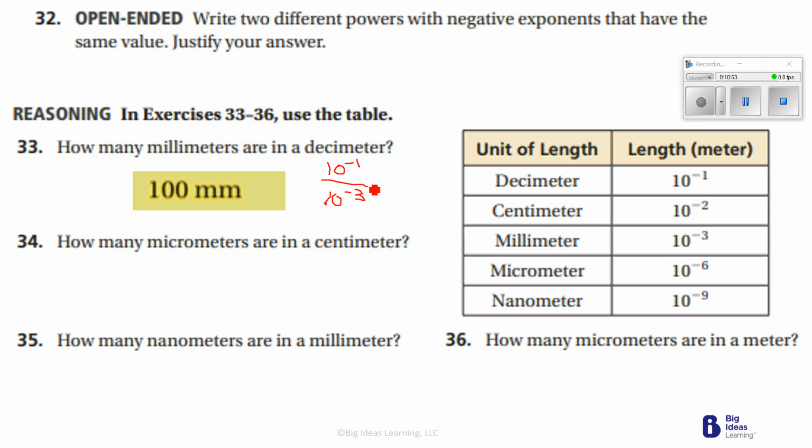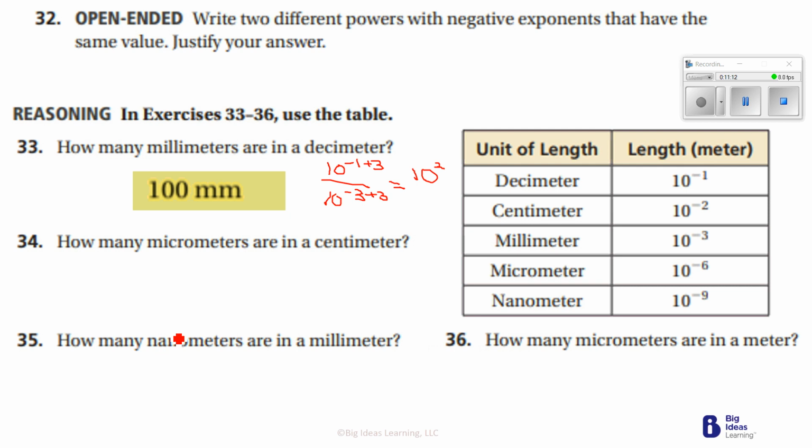So this would be positive. We'll have to add 3, which means we'll add 3 over here. And 3 minus 1 is 2. That's how we got 10 to the 2 power, right? And 10 times 10 is 100, so it's 100 millimeters.